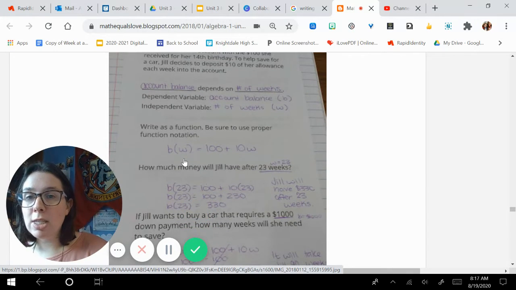So we're going to use function notation. Remember that's similar to the f of x, but we're going to use balance for B and weeks for W. So it's going to be B of W. B is like our f, our name. W is like our x.